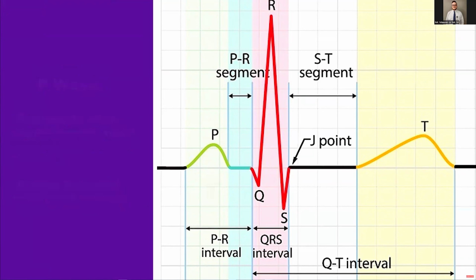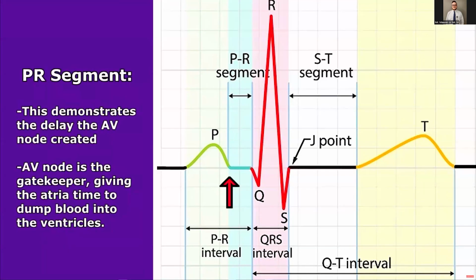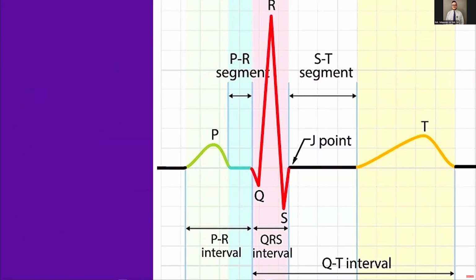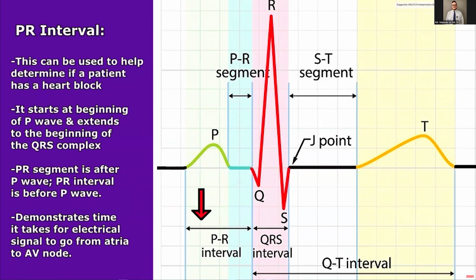Now right after the P wave and before the QRS complex, we can find the PR segment. And the PR segment demonstrates the delay the AV node created. Remember, it was the gatekeeper, so it gave the atria time to dump its blood into the ventricles before the ventricles contracted. Also found in this area is the PR interval, and I really want you to remember the PR interval because we measure this, and it's very important in determining if your patient has a heart block. So the PR interval starts at the beginning of the P wave and extends to the beginning of the QRS complex. So it's different than the PR segment.